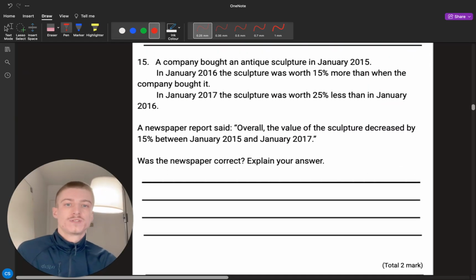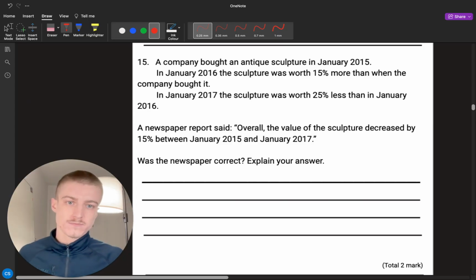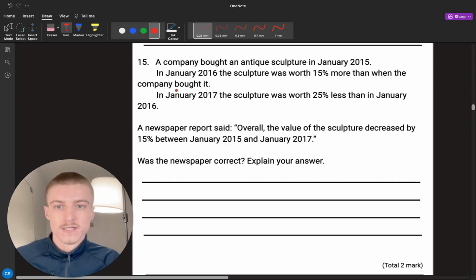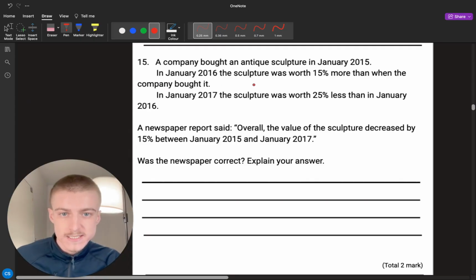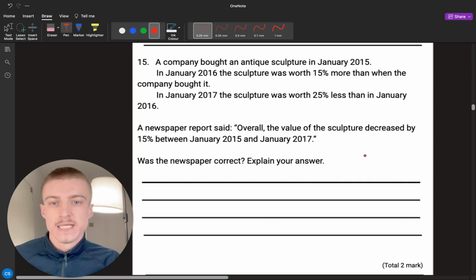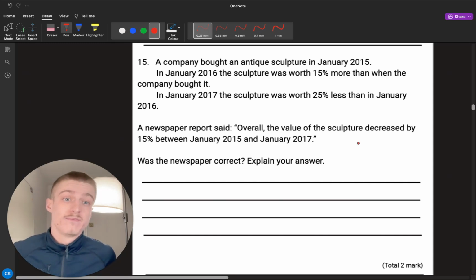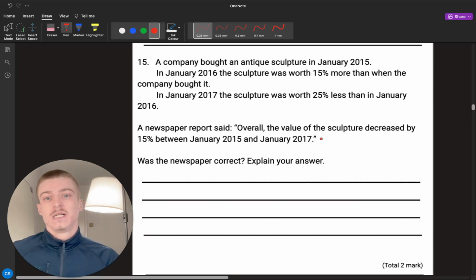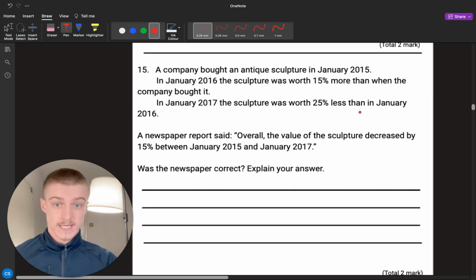Okay, question 15. A company bought an antique sculpture in 2015. In January 2016, the sculpture was worth 15% more than when the company bought it. In January 2017, the sculpture was worth 25% less than in January 2016. And a newspaper report said overall the value of the sculpture decreased by 15% between 2015 and 2017. Was the newspaper correct?